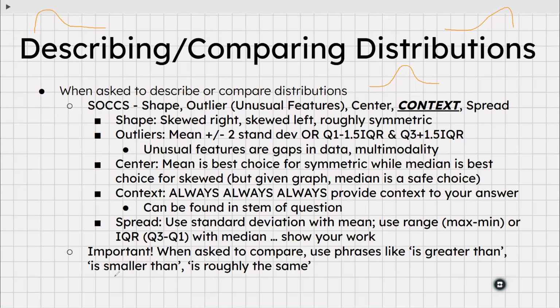And last, outliers or unusual features. Let me get unusual features out of the way first. An unusual feature would be a hole. So for example, let's say a histogram, and the histogram kind of looked like this. And what I had something that kind of looked like this. I'd want to talk about that hole right there. That's a hole. Okay, that's one kind of unusual feature.